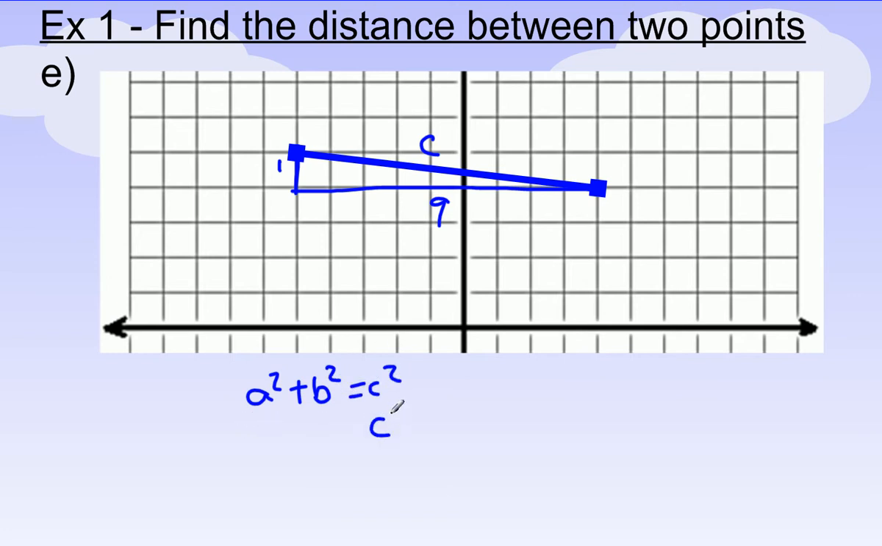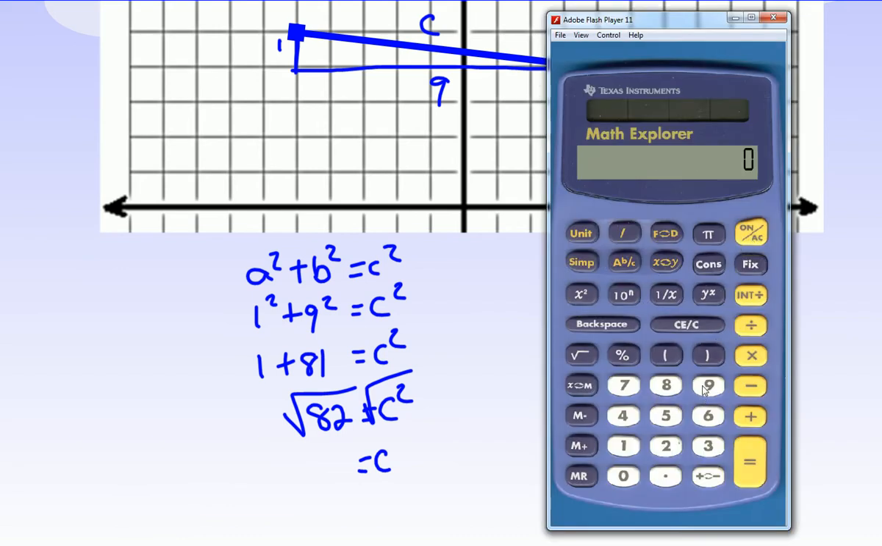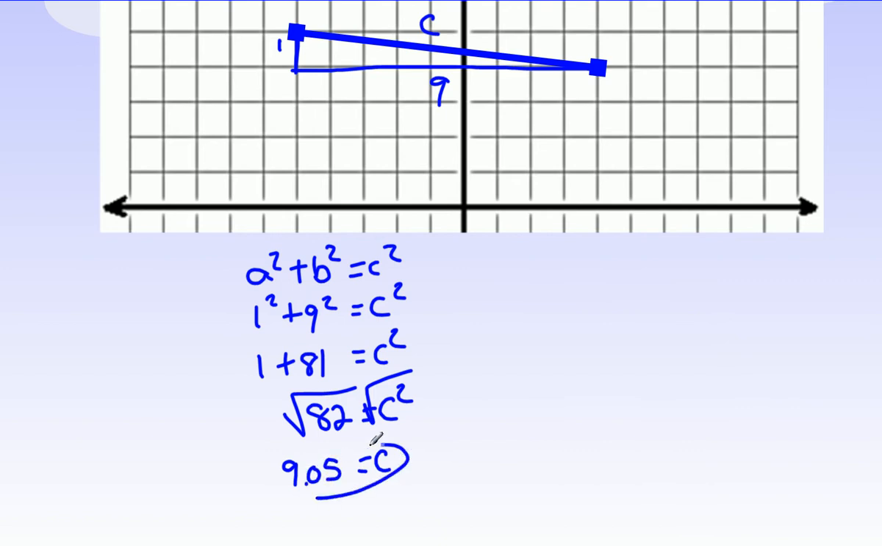C is the thing I'm trying to find. That's my hypotenuse. It's going to stay a C. The other two sides are 1 squared plus 9 squared. That gives me 1. That gives me 81. That gives me 82. 81 plus 1. And then I square root each side, and I find C is equal to just over 9, like 9.1 something. The square root of 82, there you go, not even 9.1, 9.05 is that distance.